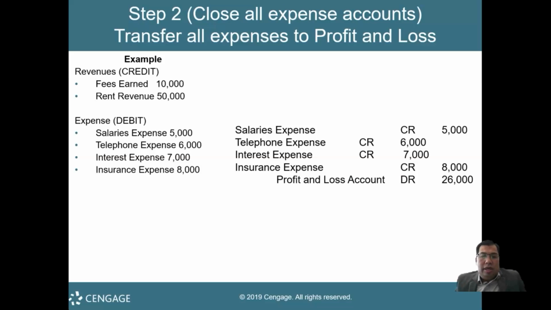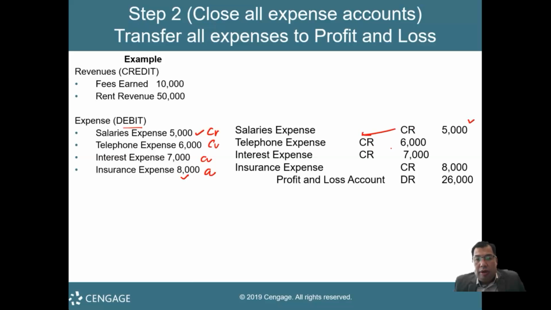For expenses, we have 1, 2, 3, 4, 5 expenses. The first one is salaries, 5,000, telephone, 6,000, interest expense, 7,000, insurance, 8,000. So how to close these accounts? All these are debit accounts. So to close them, you need to credit the same amount. So salaries expense, credit 5,000.